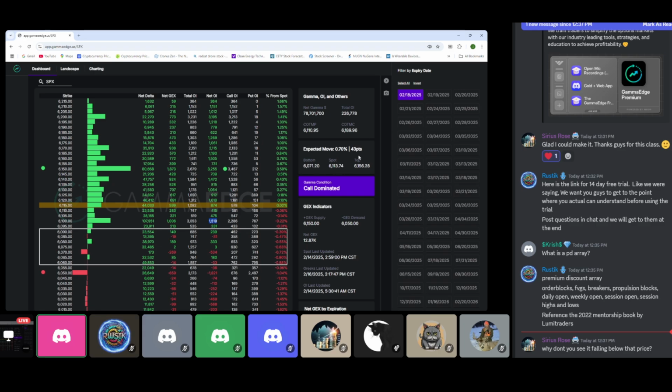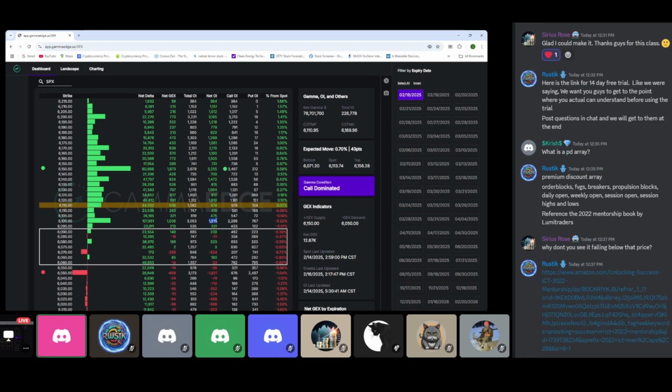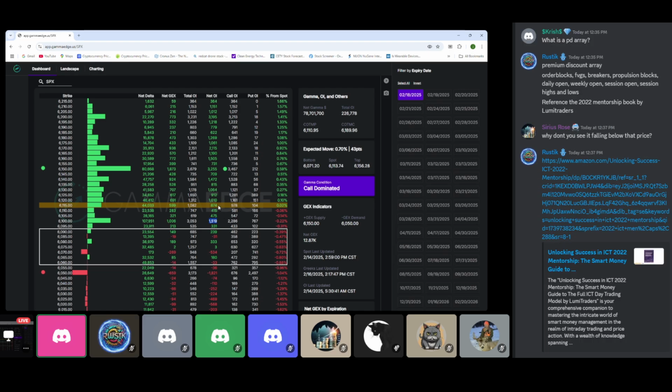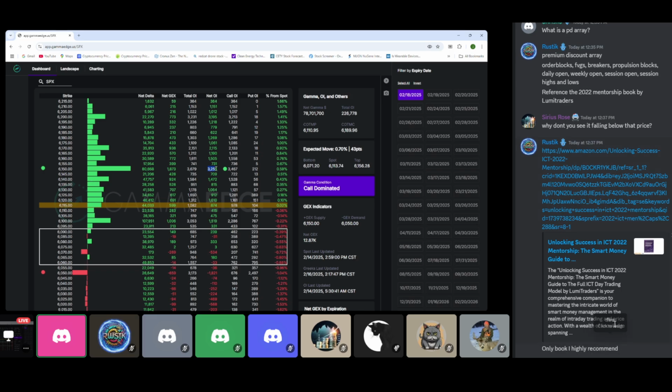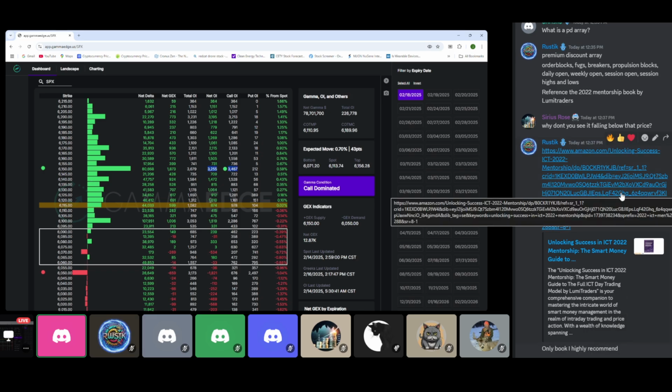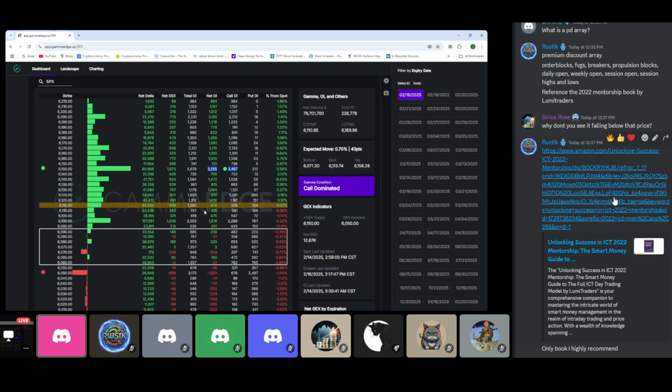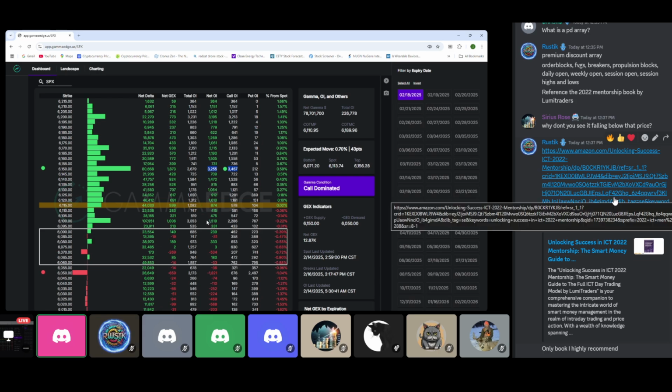And then I like to look at expected move. Now this expected move could be up or down 43 points. So 6115 could bring us all the way up to 6150. I don't see us going any higher than 6150. If we do push up to this level, I see us snapping back down, and I see this level holding.